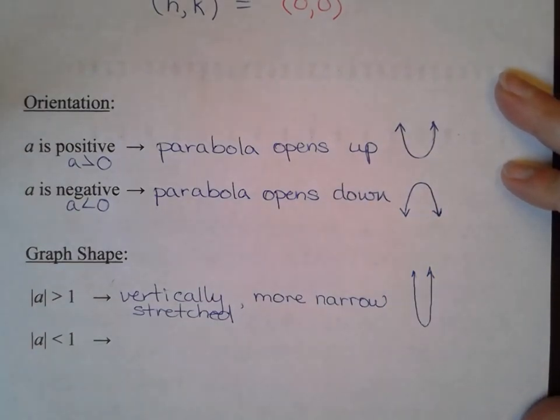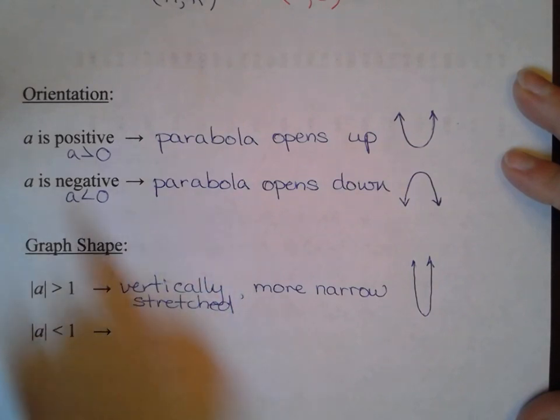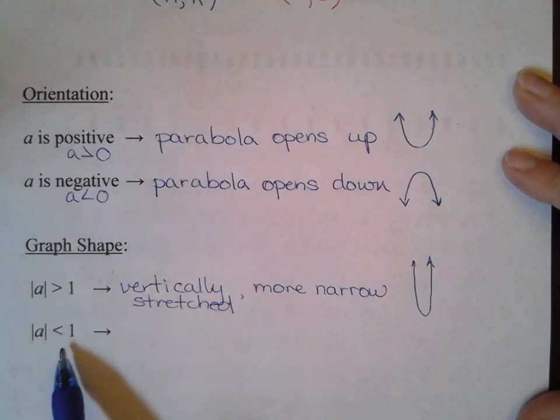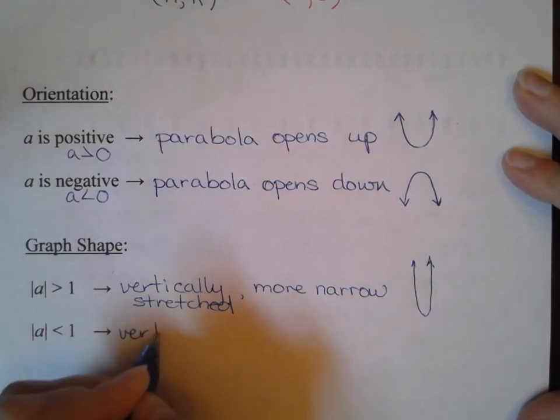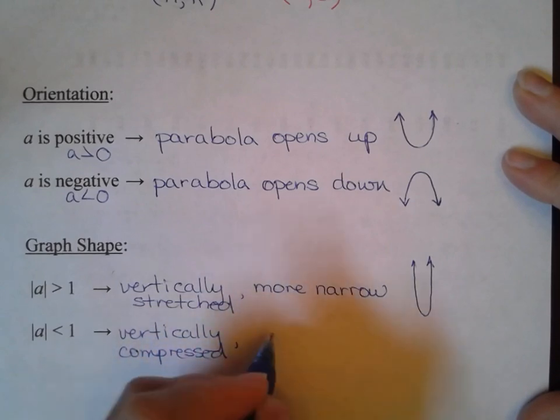If the number part of A, and the absolute value here is allowing us to sort of disregard the sign. We've already addressed the sign up here when we talked about orientation. Now we're just talking about the actual number. So the actual number part of A, if it's smaller than 1, actually that would be between 0 and 1, then our parabola shape is vertically compressed. This is going to give us a wider parabola.